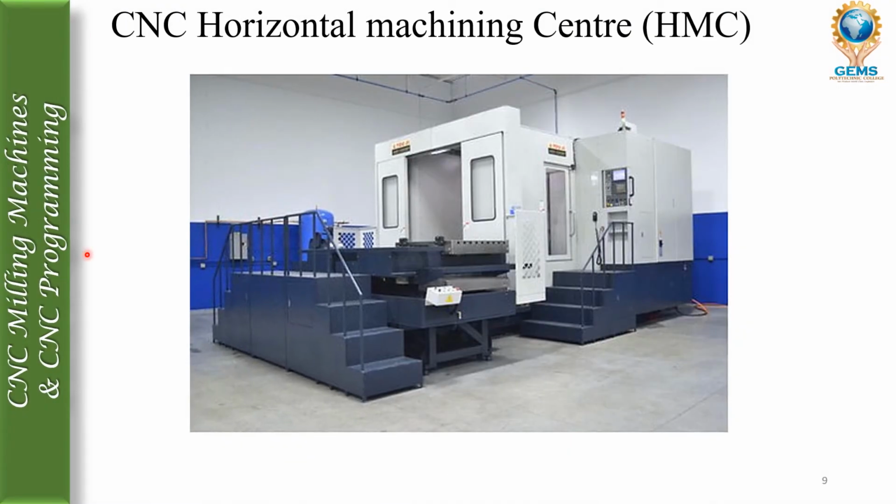See, this is how the CNC horizontal machining center looks like. When compared to the VMC, this HMC is very big in size, and it is used for longer work. Any very lengthy machining process, we can do it in the horizontal machining center.